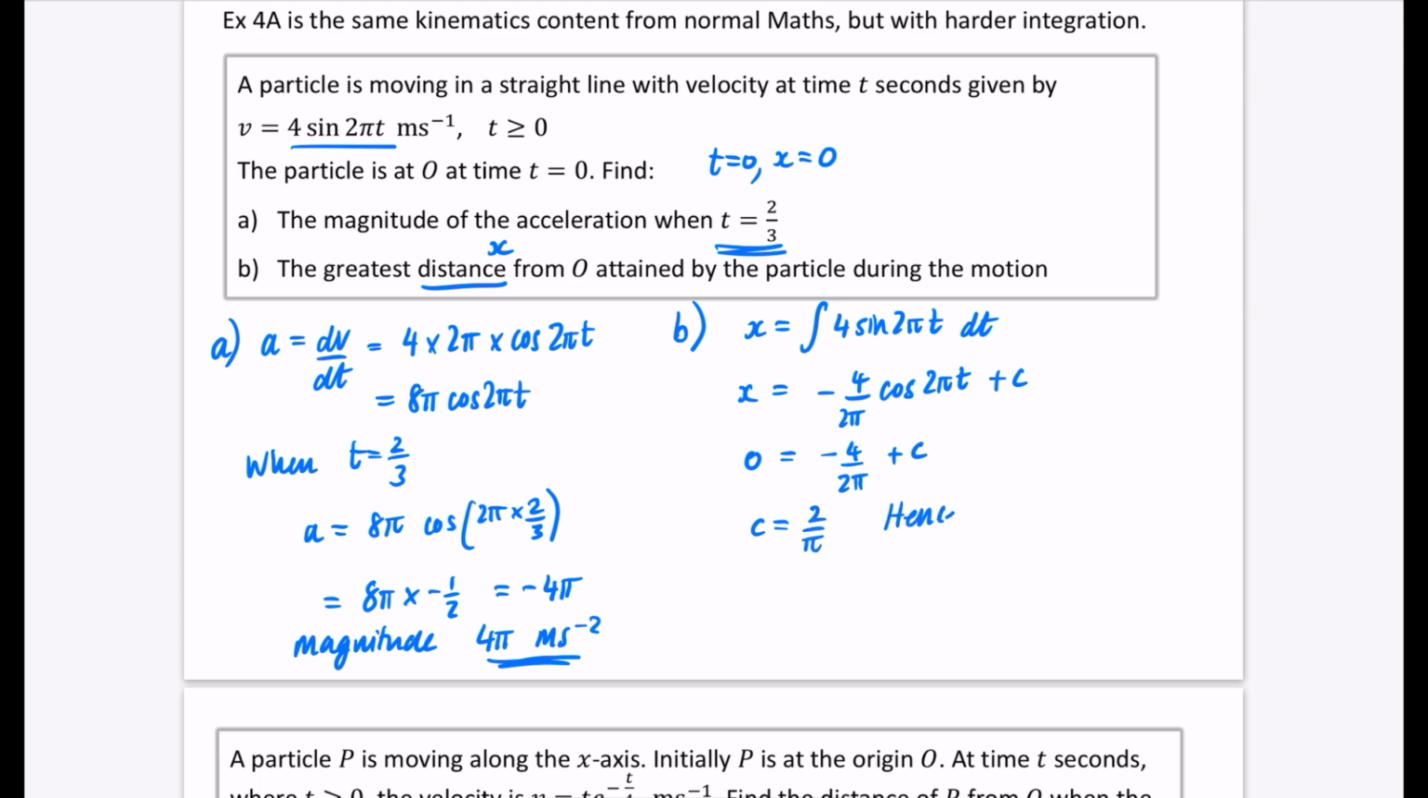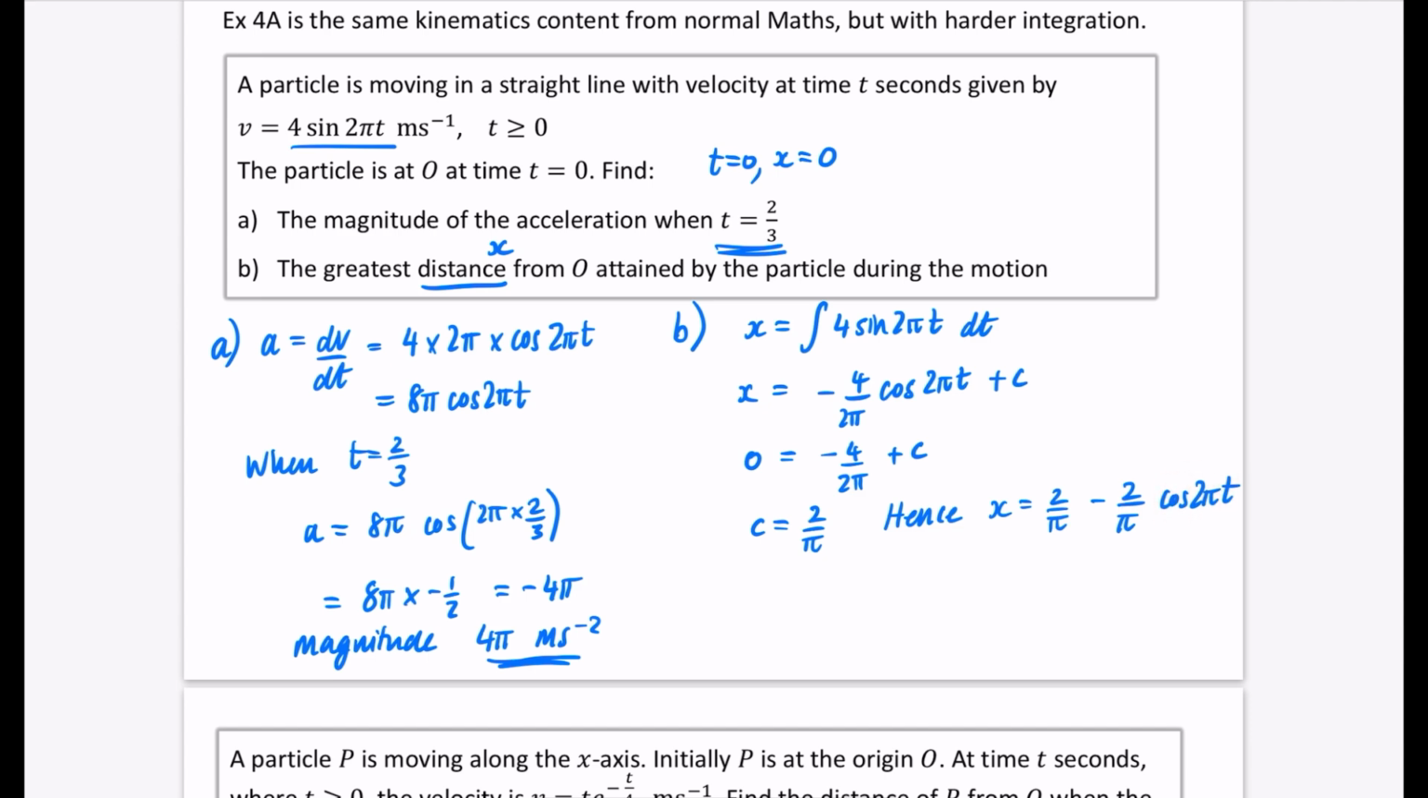Hence, we now have what x is equal to. X is equal to, I'm also going to simplify that to just 2 over pi. It's the c part, which is 2 over pi, minus 2 over pi cos 2 pi t. Now, I want to find out what the greatest distance is. I want to think, when is this the biggest thing possible? Now, I'm just going to investigate what this part is.